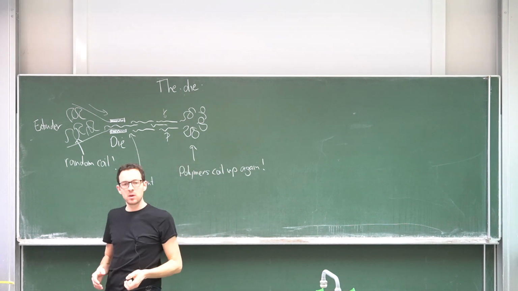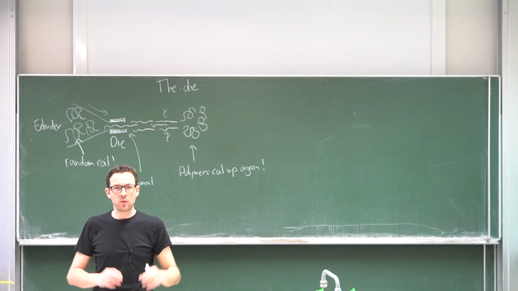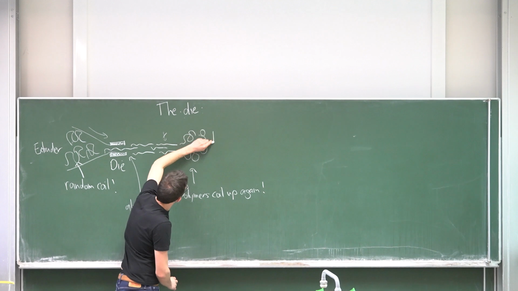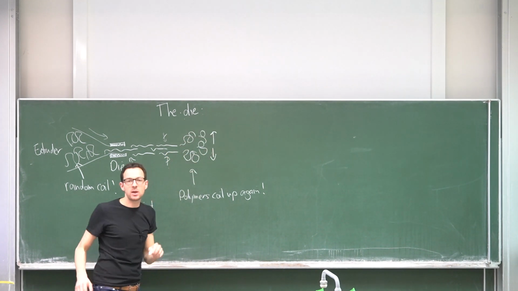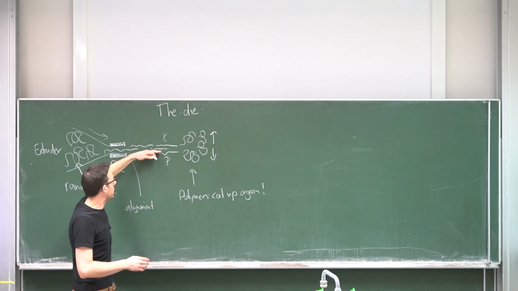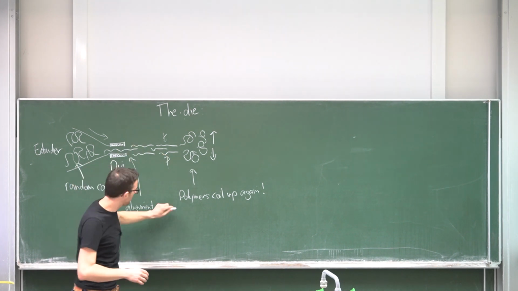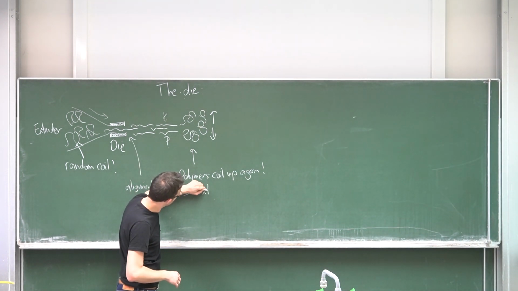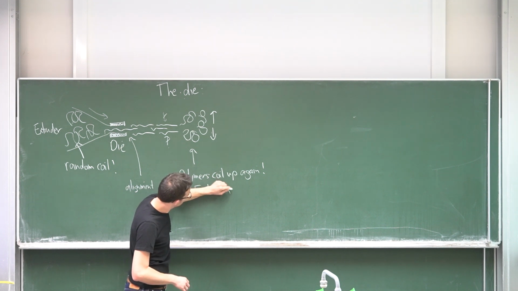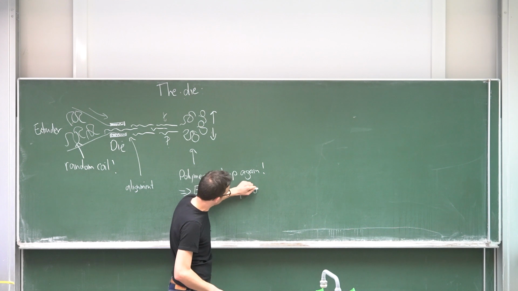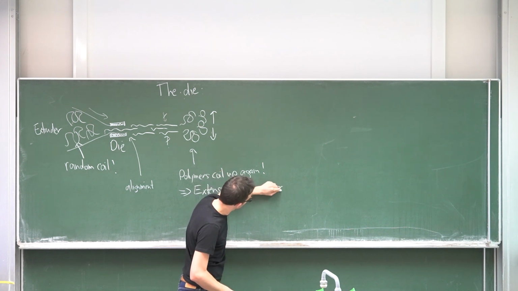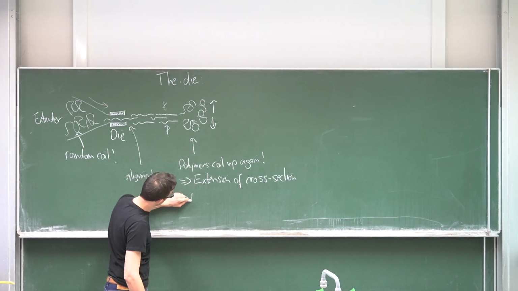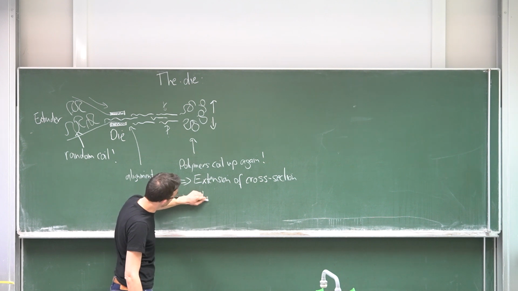And as they coil up, of course, we change the cross-section of our extrudate that comes out. Because now this extrudate will expand perpendicular to the extrusion direction, simply because the chains that have been aligned here, if you want, pop up. So it expands the cross-section. And this process is known as extrudate swelling.